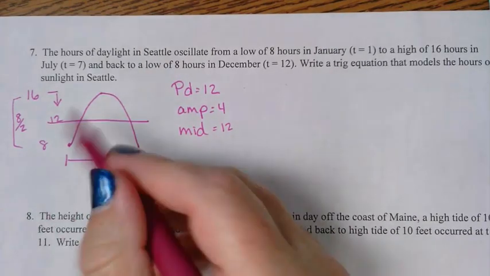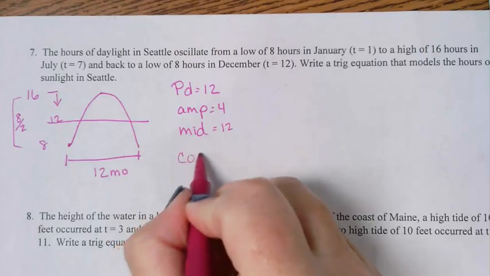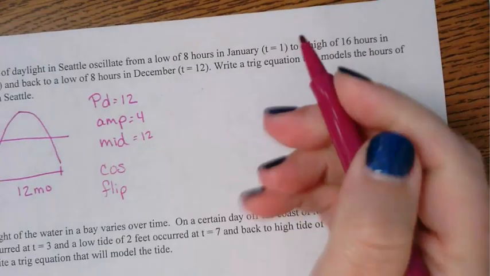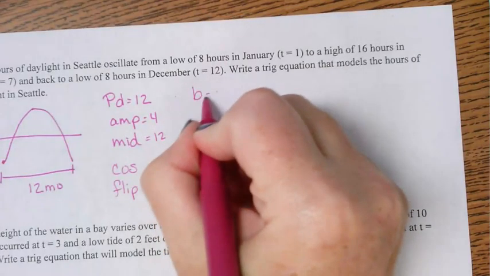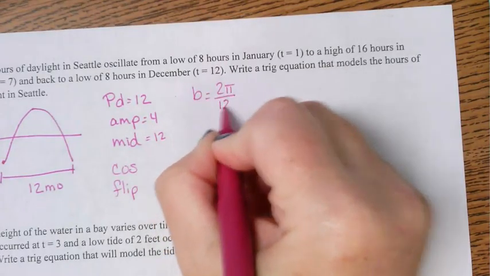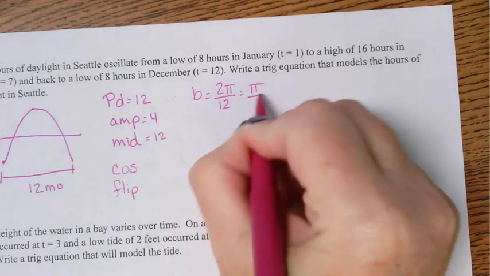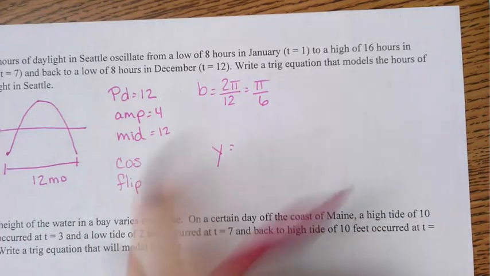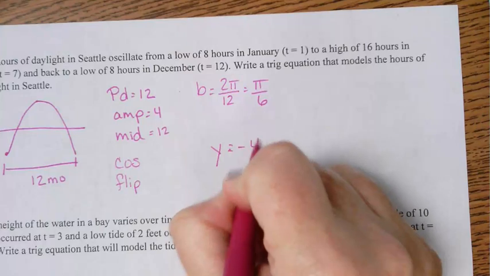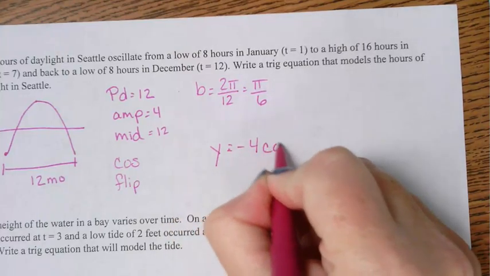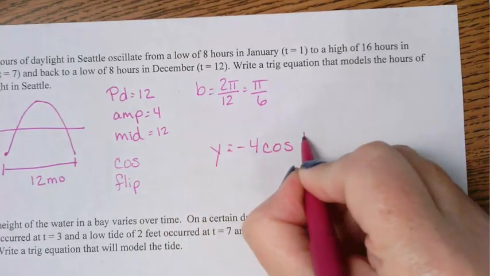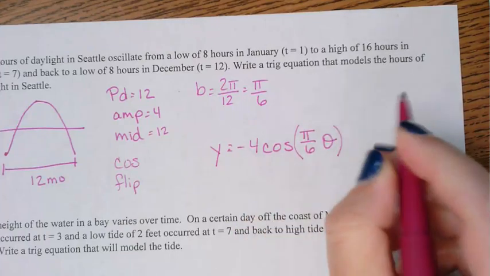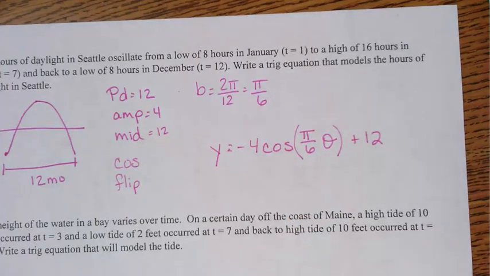Okay, so we also see that it is a cosine and it is flipped. So all we have to do now is find b. So b is 2 pi over 12, which reduces to pi over 6. So y equals, it's flipped, so negative 4 cosine pi over 6 theta plus 12. And you're done.